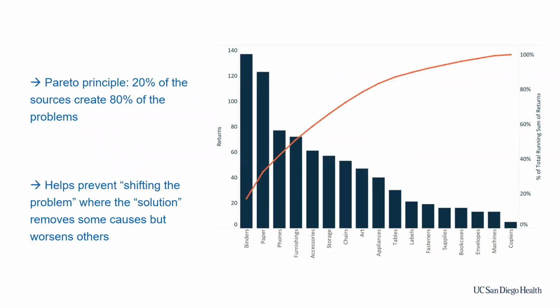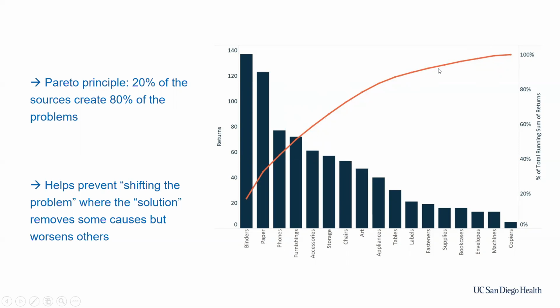The good Pareto principle of why it's so important to use is that 20% of the sources create 80% of the problems. This essentially means that a small fraction of overall problems are going to be the biggest contributors. By using the Pareto chart, you're going to help prevent shifting the problem where the solution removes some causes but will worsen others.